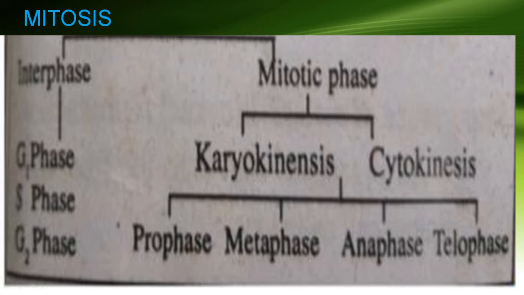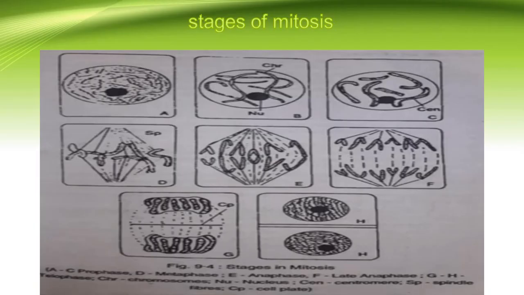By this, there are four phases, that is prophase, metaphase, anaphase and telophase. This is about the stages of mitosis. Mitosis has four stages, first one prophase, then metaphase, anaphase and telophase. So we'll discuss these stages of mitosis. This is the first one, prophase.